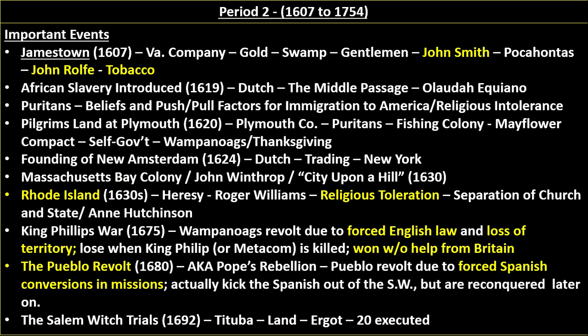There is the interesting story of Olaudah Equiano, one of the first people to be able to escape out of slavery and then record his story.